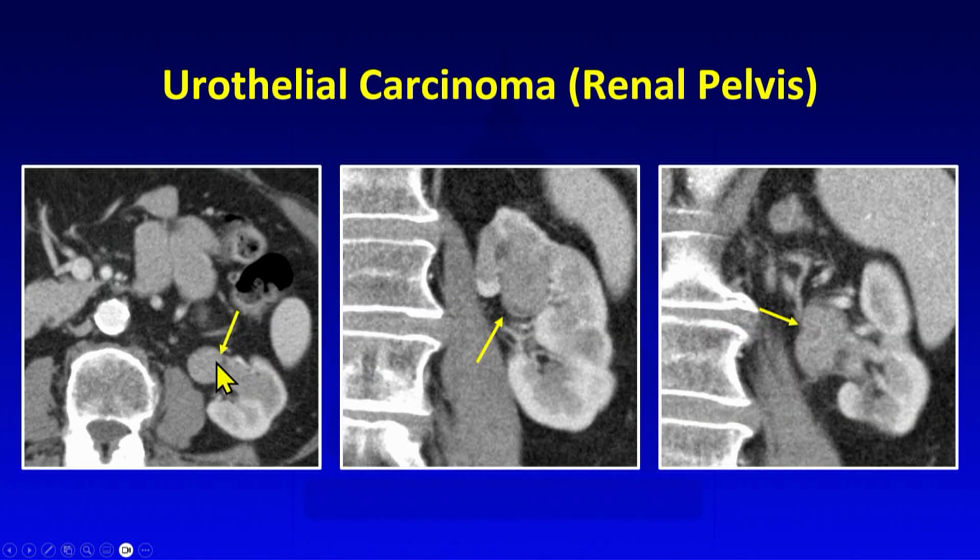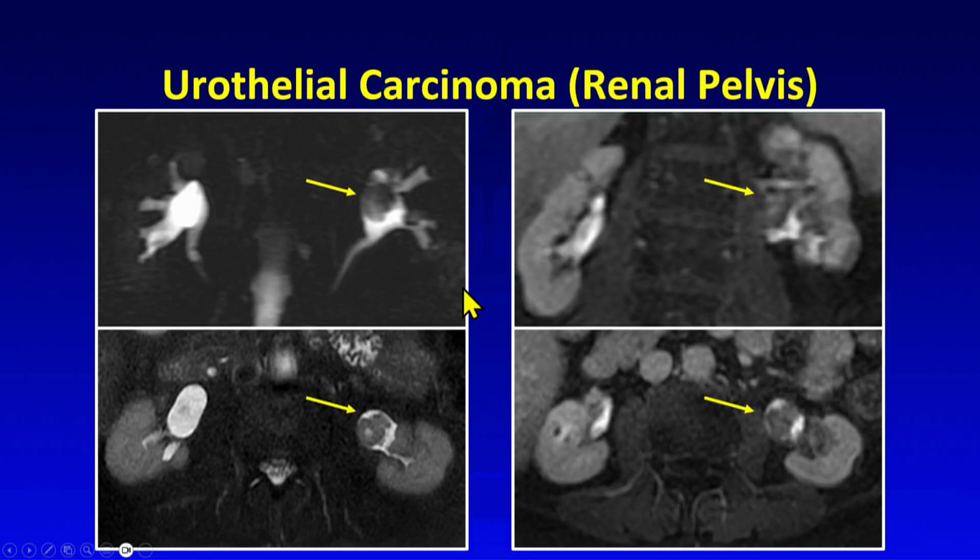This is another case with a heterogeneously enhancing mass that's enlarging the renal pelvis and extending into the kidney. The reason I want to show this is to show the corresponding MRU. On the MRU, the T2-weighted images, the urine is bright, and then you're looking for these filling defects. And this is the post-gad images on the excretory phase, and then similarly, you can see the filling defects.